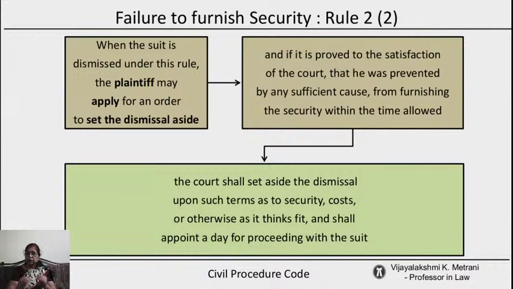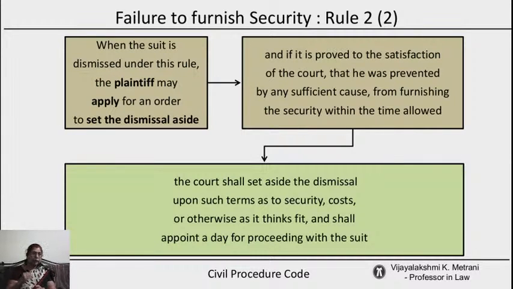So, by sufficient cause, if he is prevented from furnishing the security within that time, then the court will look into the matter and the court shall set aside the dismissal on any terms. For example, it may say that you give security for that, also you pay cost for the delay, or any other condition which it thinks fit. The court can impose those terms, and the court can appoint a day for proceeding with the suit, and the dismissal is set aside and the suit is once again restored.